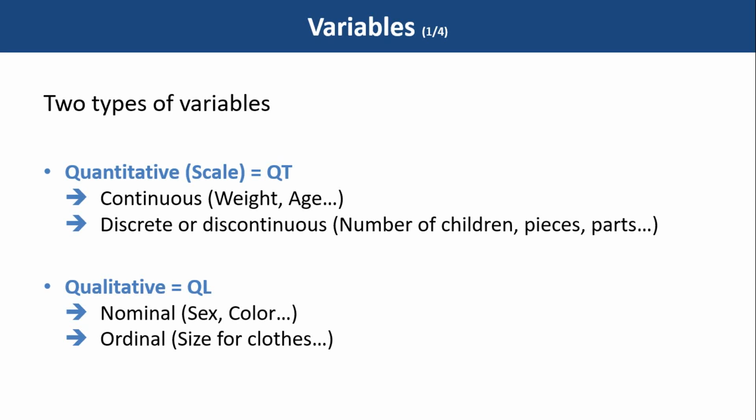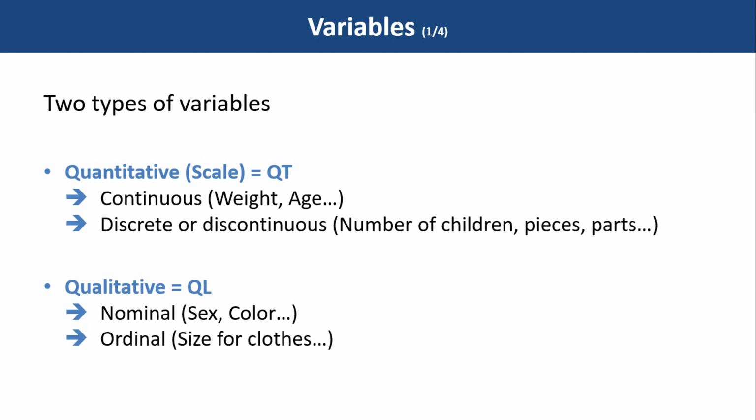This slide shows there are two types of variables: quantitative and qualitative. The quantitative variables are defined as scale in SPSS and can be continuous, such as the weight and the age, or discrete, which means discontinuous, such as the number of children, pieces, and parts. So, the discrete variables don't accept commas, otherwise we cannot say a person and a half.